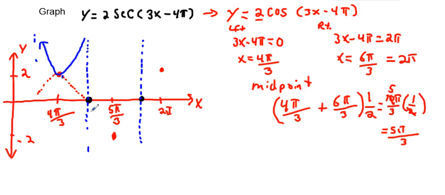Same thing applies here. Our cosine graph would come down and head back up. So if you took the reciprocal, it would just flip this over. So start at the asymptote, come through, hit our point, and come back down. And then lastly, we have one more over here, same concept.